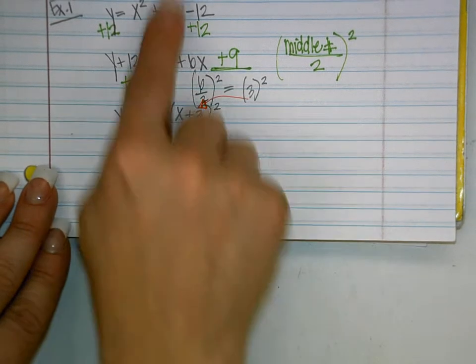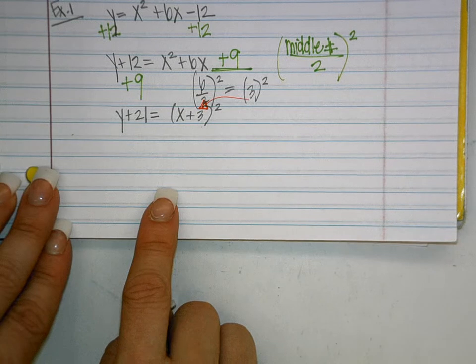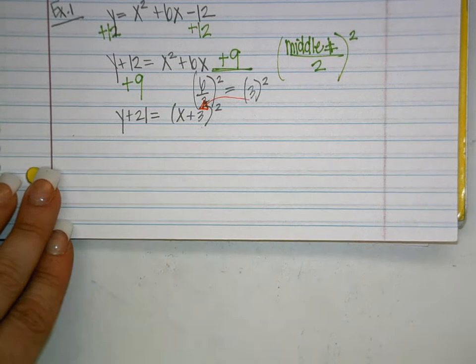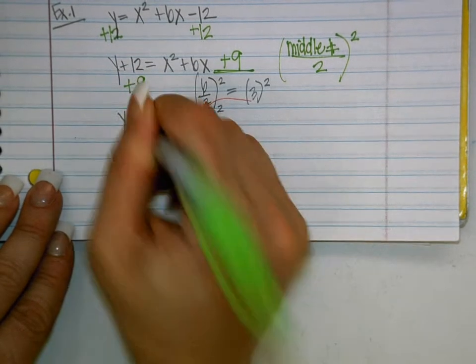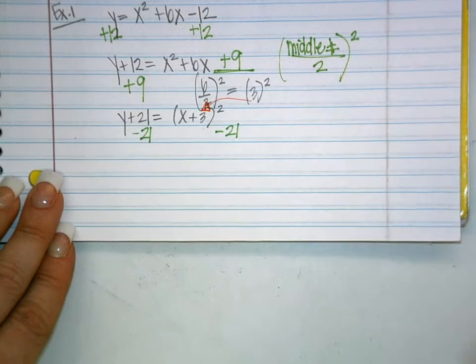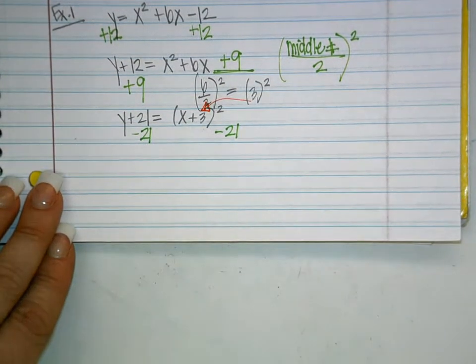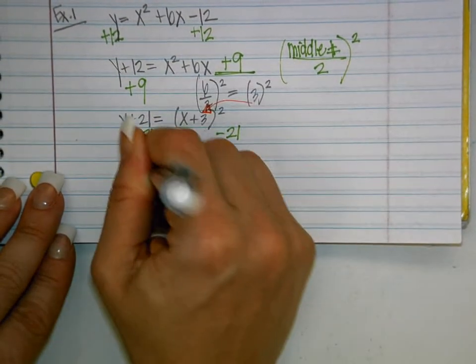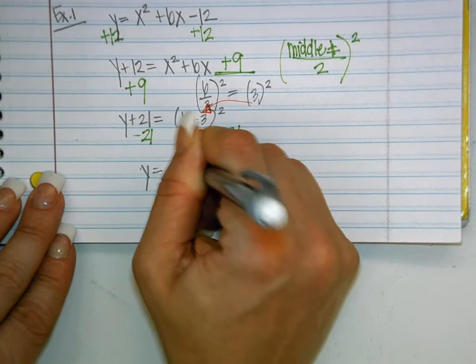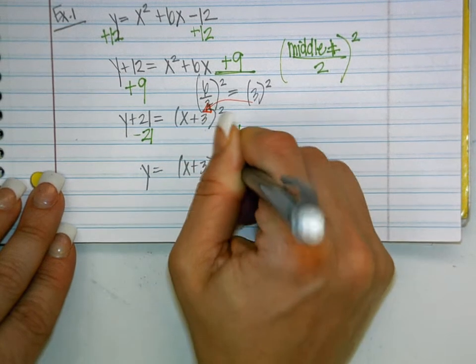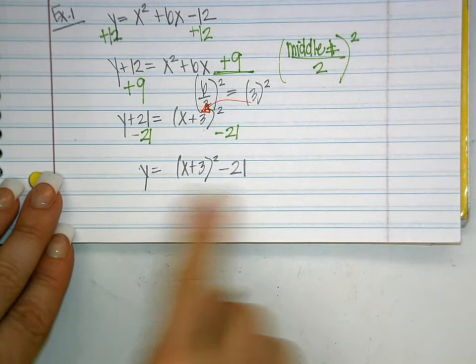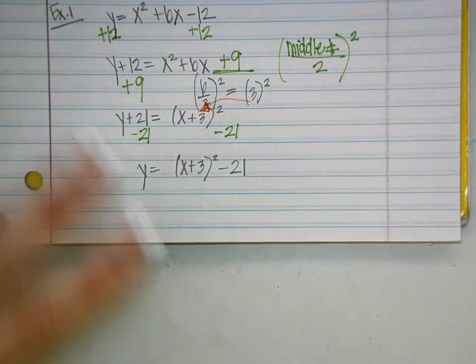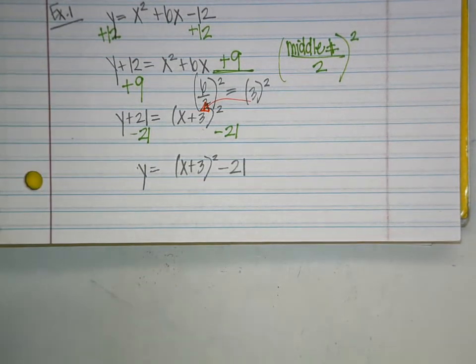So finally just bring your c value back. So what's the c value I'm going to bring back? 21. So you're going to subtract 21. This goes at the end. Okay, you're not subtracting inside the parentheses at all. So your equation is going to be y equals x plus 3 squared minus 21. And does this look like a nice descriptive form parabola equation? Yeah, those are the ones we like.